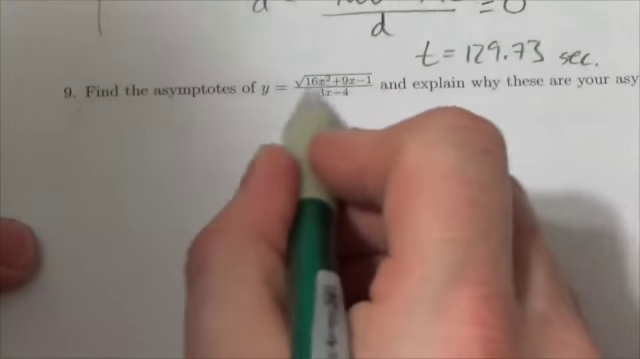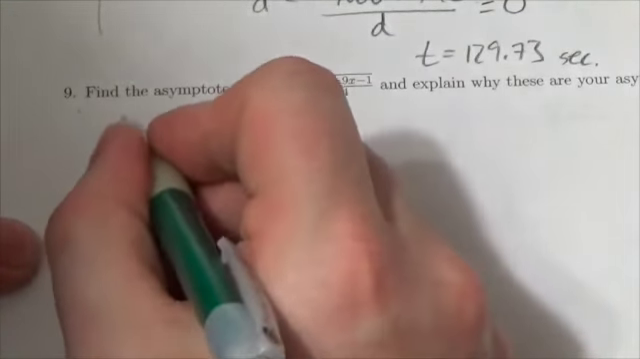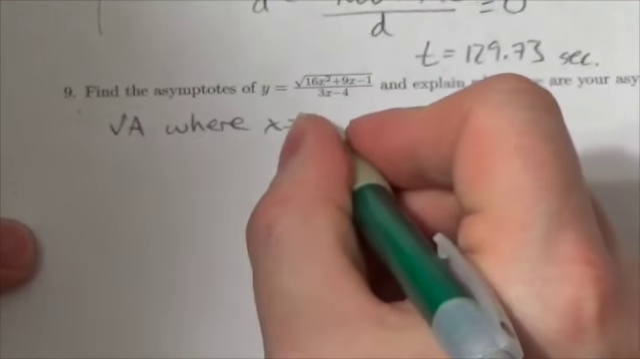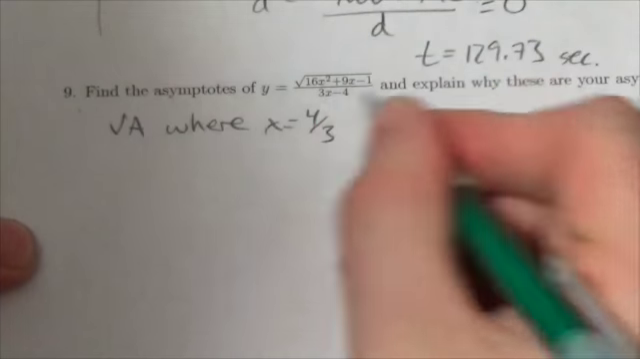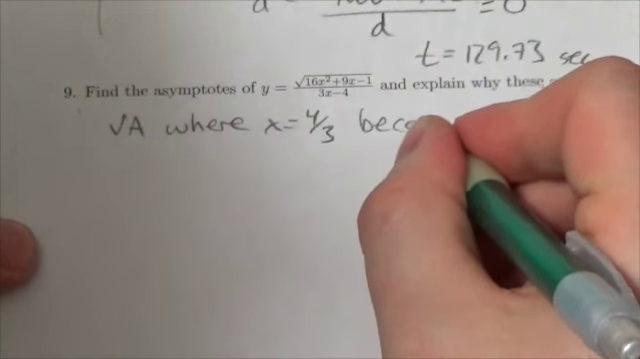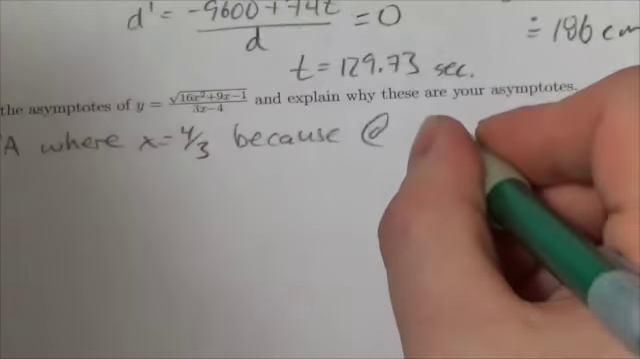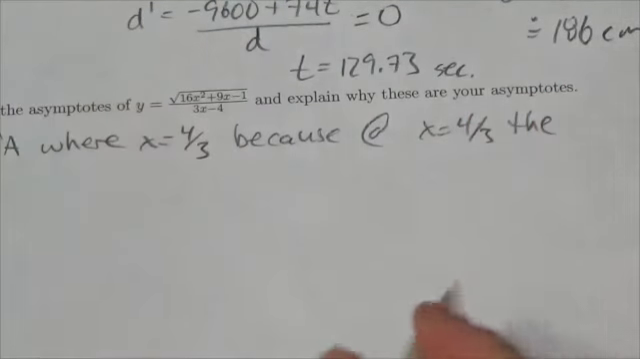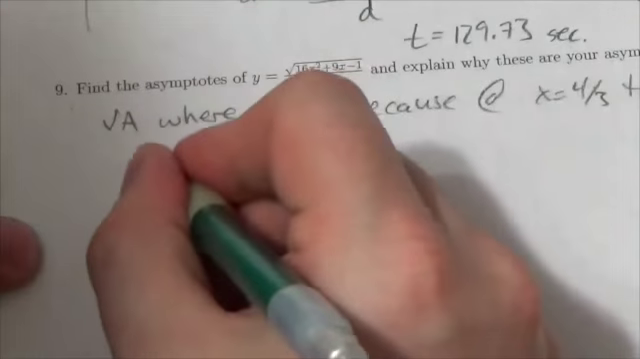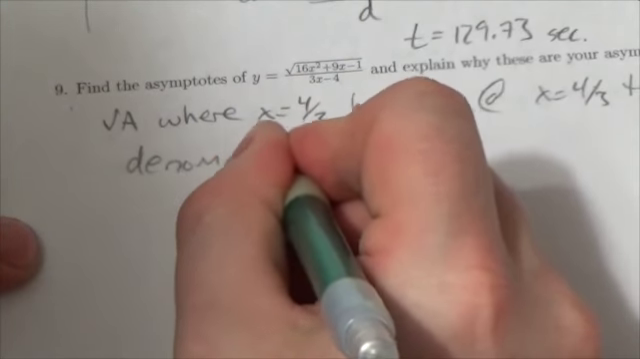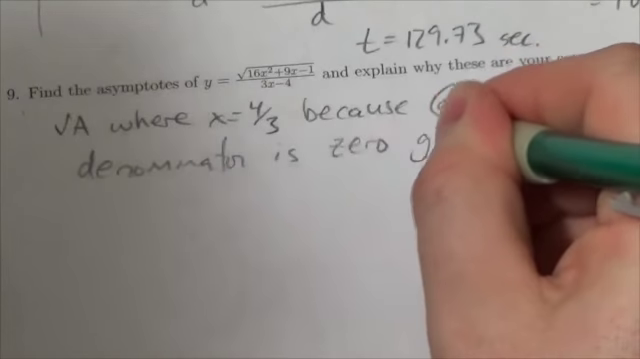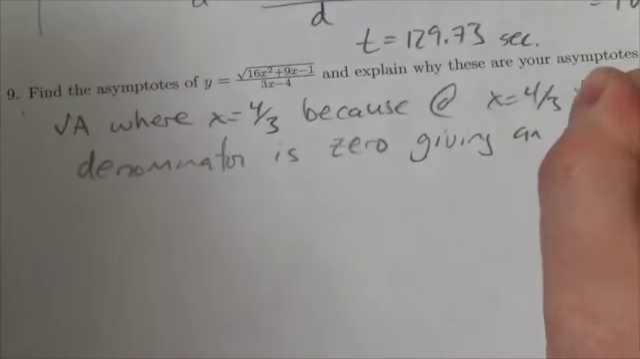So essentially what we've got here in the denominator is we're going to get a vertical asymptote where x is equal to 4/3, because at x equals 4/3, the denominator, because we have to explain what's going on here, is 0, giving an undefined result.